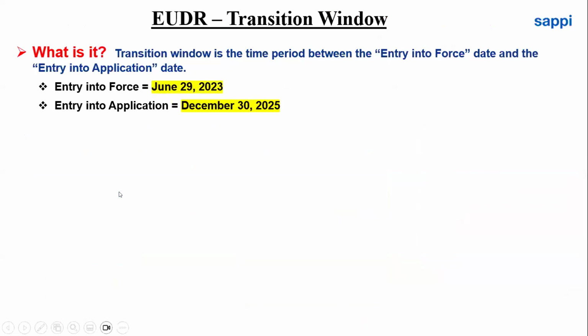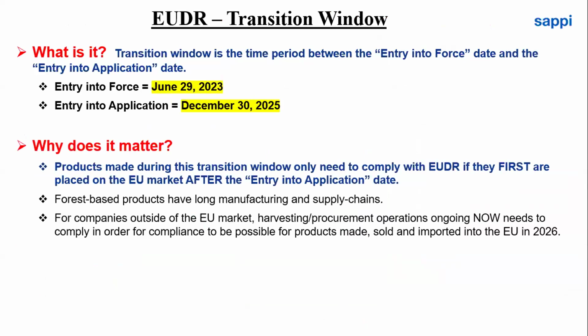In the meantime, though, we are in what they call the transition window. The transition window is the time period between these 2 dates. There's the entry into force date, which was June 29th, 2023. And then there's the entry into application date. The reason that that time period is important is because any products that are put on the EU market during that time period do not need to comply.